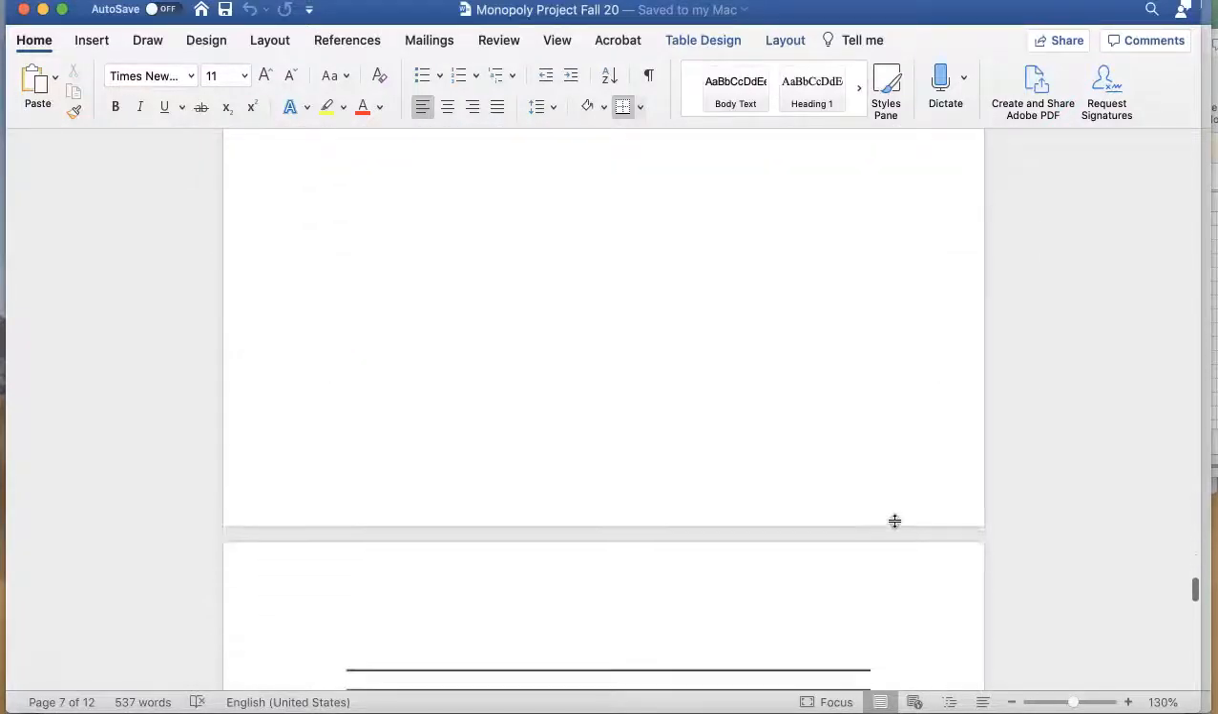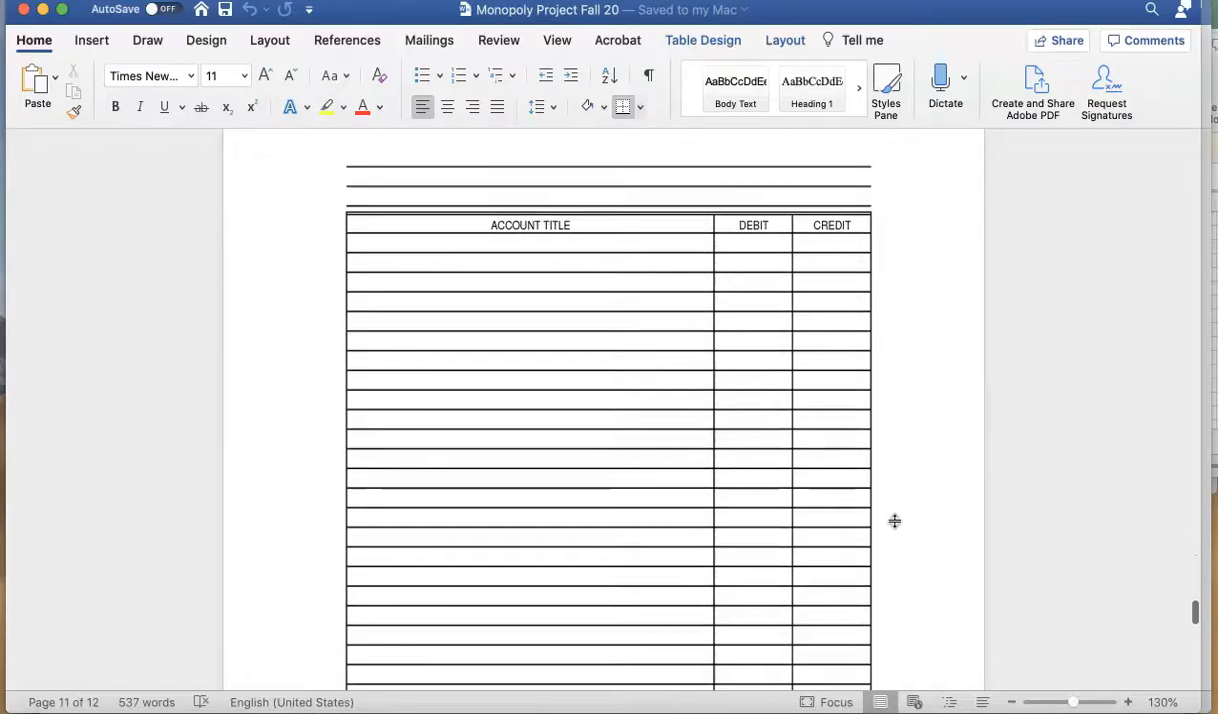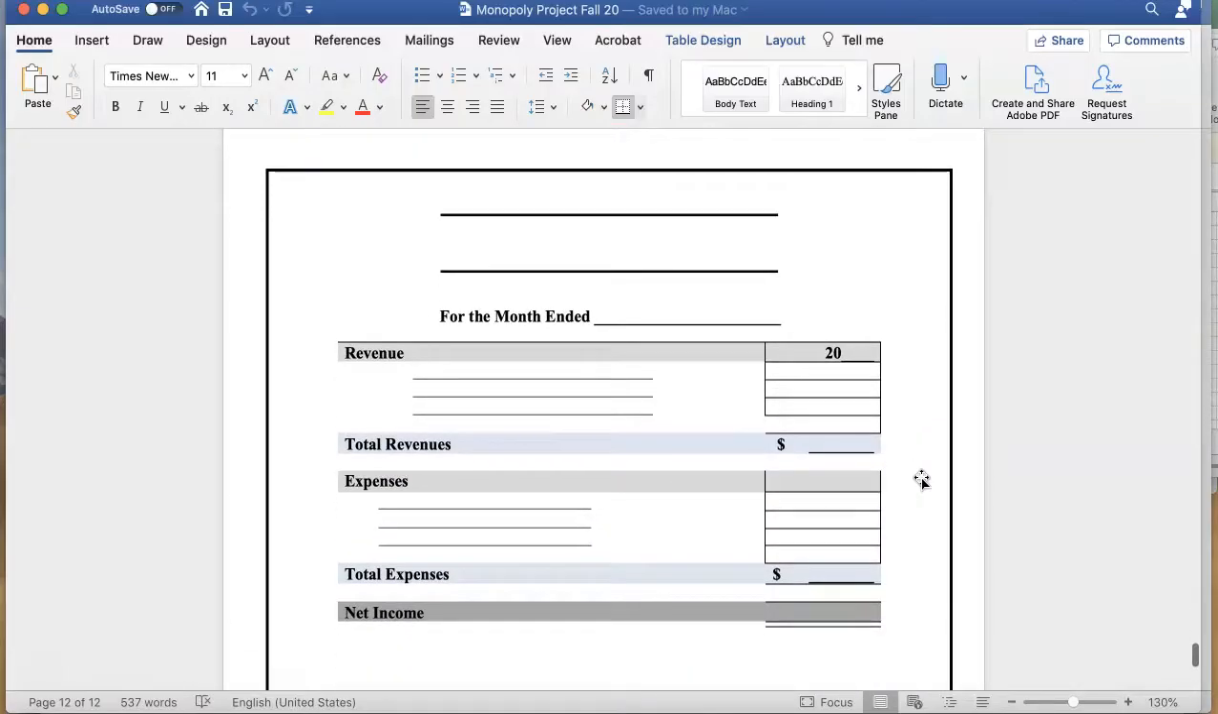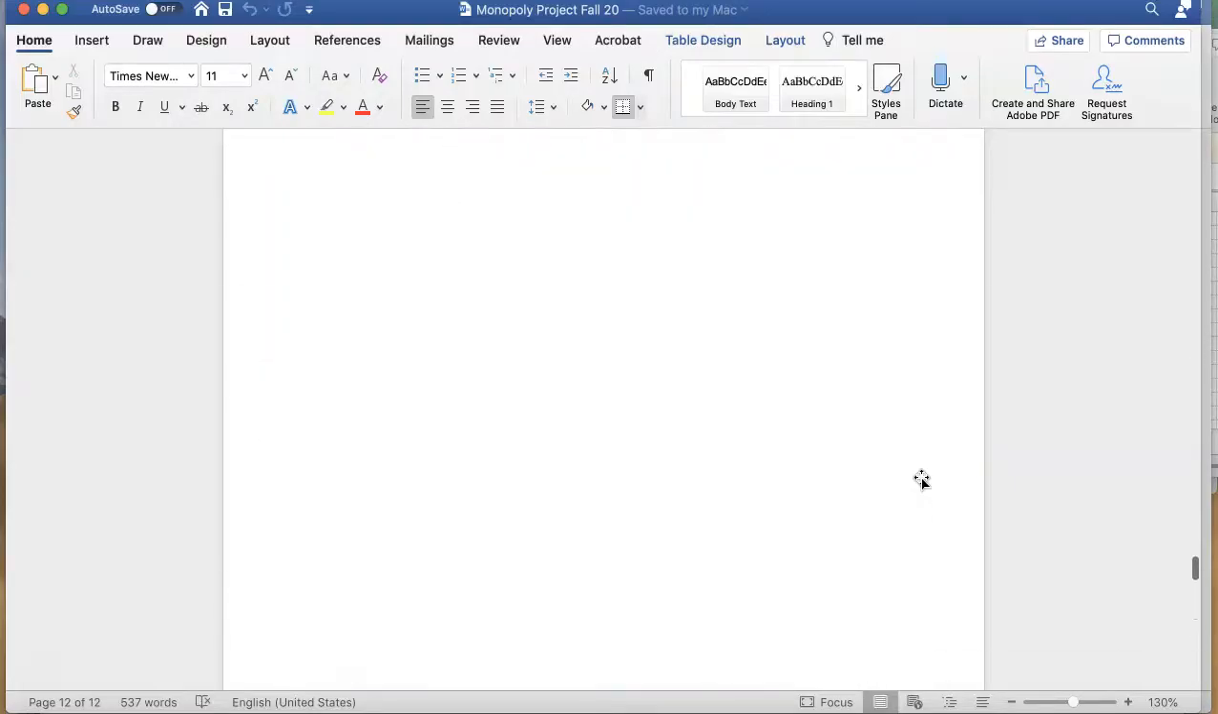And then we have the sheet that's going to be used for the trial balance. You can't type into this. You're going to have to actually handwrite this one. And then we have the income statement. So these are the forms you'll be using for the Monopoly project.